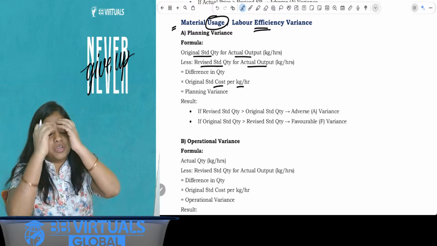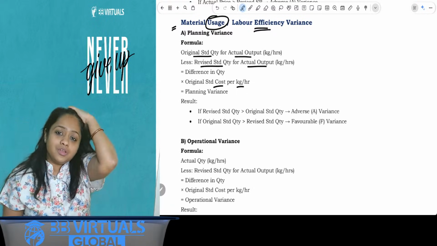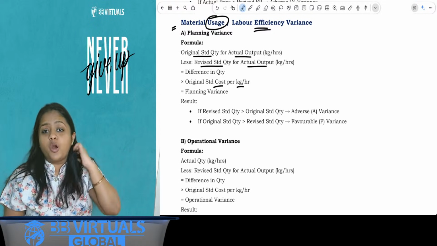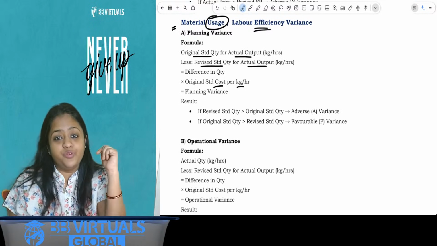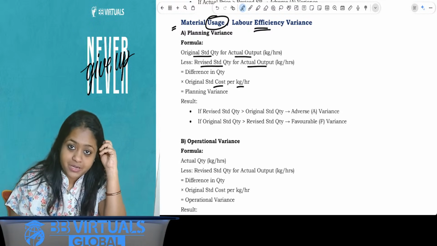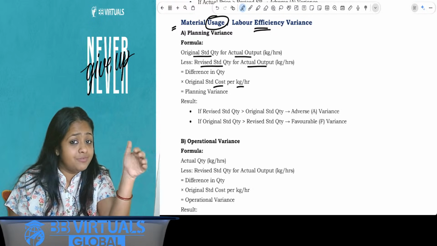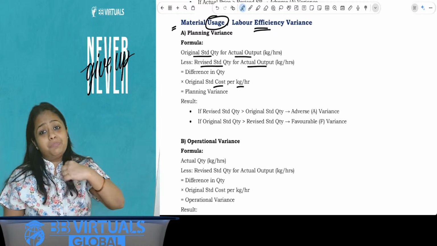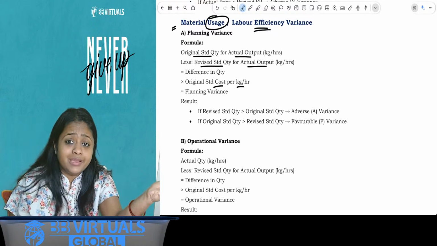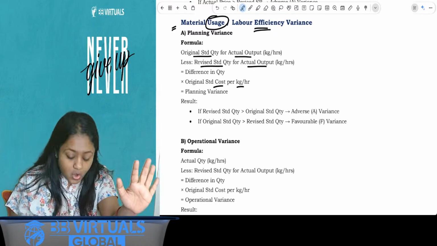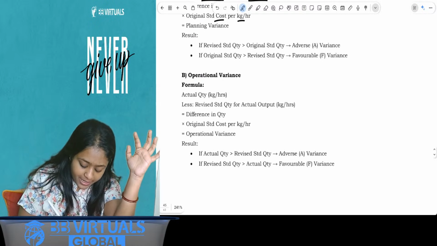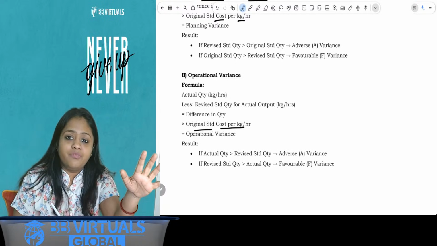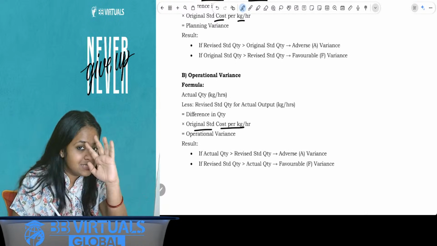This is a very important point. I've seen students confused that when we do the planning and operational variance, they take the revised budgeted figure for the standard cost per kg for operational variance, because they see that the comparison is between revised and actuals. So they take the revised cost per kg. But my friends, I've told you always that this is going to be rock solid. You will always multiply it with the original standard cost per kg only. You will never take revised. Revised is only for quantities and nothing else.